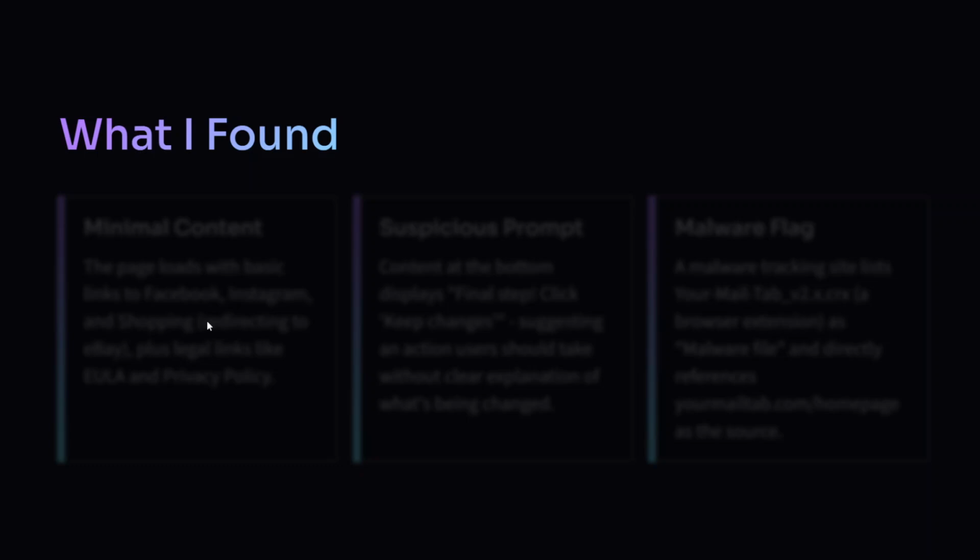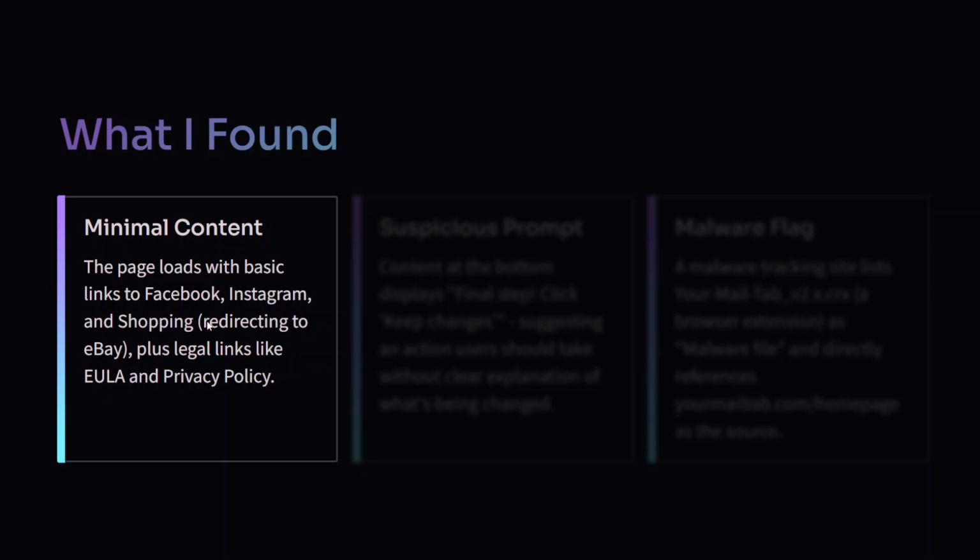Okay, let's start with what you actually see, the initial findings. So someone lands on the yourmailtab.com/1 homepage. What's there? The analysis says it's really minimal, right? Just basic links, Facebook, Instagram, they don't even work properly. And a shopping link that just goes to eBay. Plus the usual legal stuff, EULA, privacy policy. It just sort of screams low effort, doesn't it?